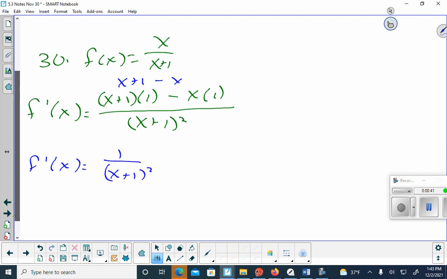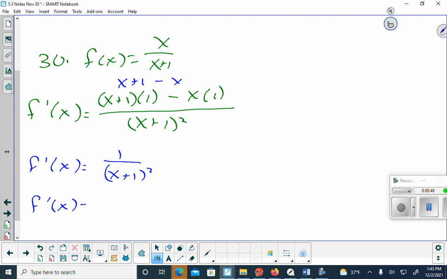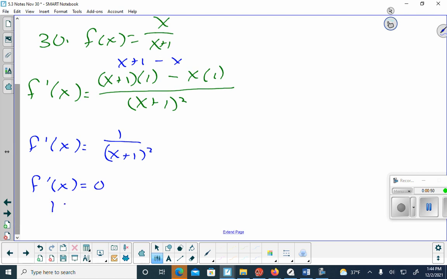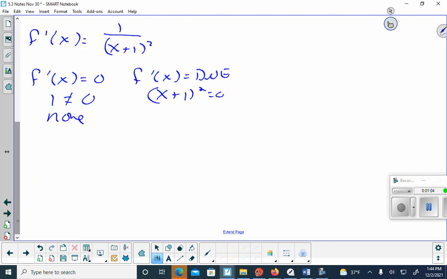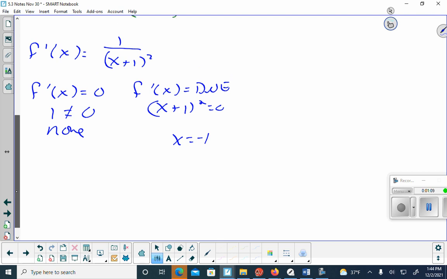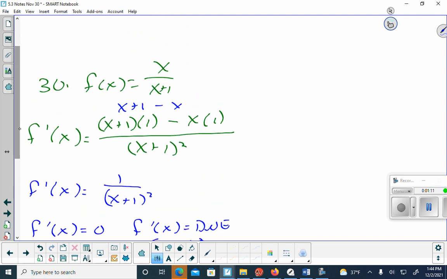When I have a rational expression like this, in order for this derivative to equal 0, the numerator has to equal 0. But 1 will never equal 0, so no critical numbers there. Then I'm going to ask myself when the derivative does not exist. That's when x plus 1 squared is equal to 0, which means x is equal to negative 1. So I only have one critical number, when x is equal to negative 1.